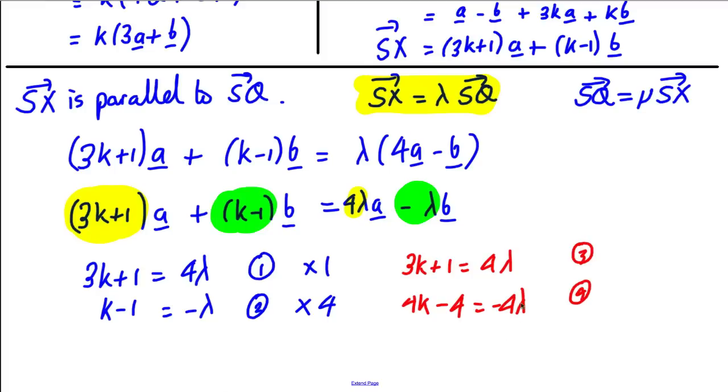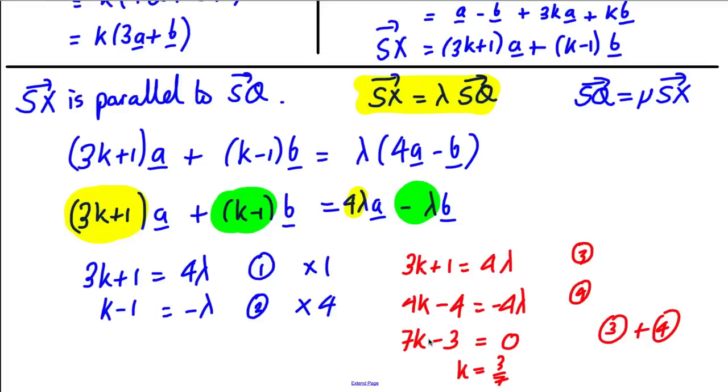And what we could do is add these because the lambdas would then disappear. If we add equations 3 and 4, 4 lambda add negative 4 lambda is 0, 3k plus 4k is 7k, and 1 plus negative 4 is negative 3, and we can solve this to find that k is 3/7. It didn't ask us to find lambda, it just said find k, and k is 3/7. And there we go, we've solved a complicated problem.